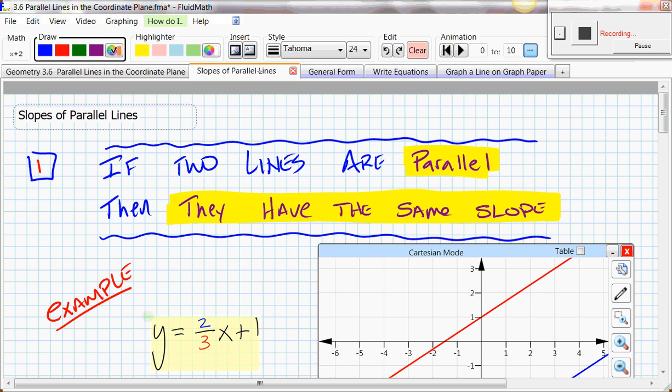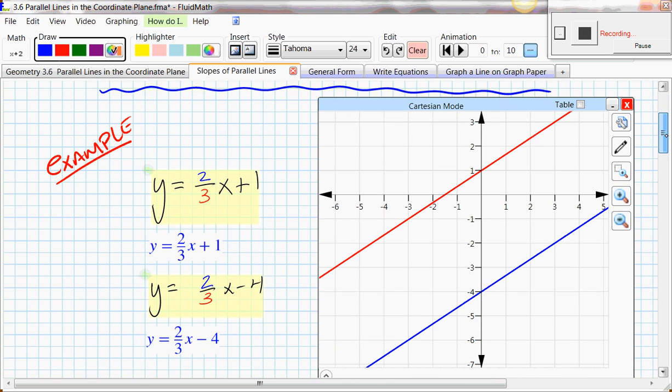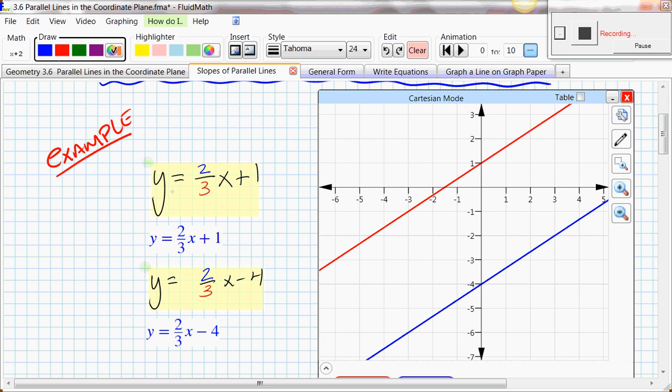Then we spoke about slopes of parallel lines and slope in general. So if two lines are parallel, then they have to have the same slope, right? So in the coordinate plane, what that looks like, it looks like this. So we had two examples. If I give you y equals 2/3 x plus 1, and put that onto the graph, that'd be the red line here. 2/3 x plus 1 is this red line. And then y equals 2/3 x minus 4 is this blue line down here.